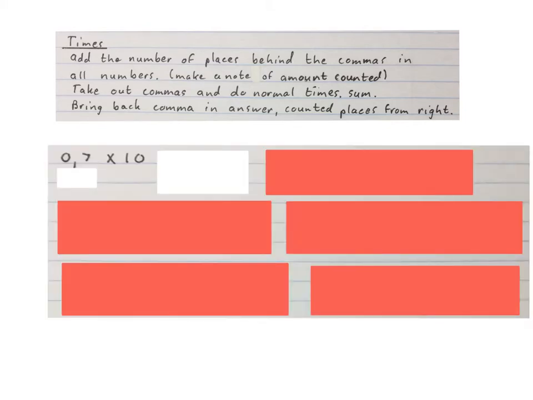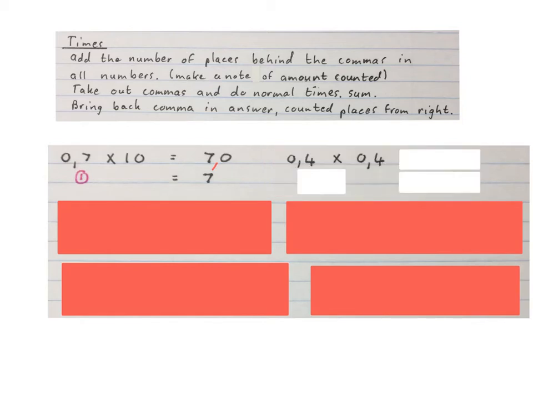Here it's 0.7 times 10. We count the places behind the comma. There is only one place and I indicate it. I take out the comma and I times normally. 7 times 10, that is 70. Then I bring back the comma from the right one place. So from the right over here, I bring it in one place. So the answer is 7,0. Final answer, 7.